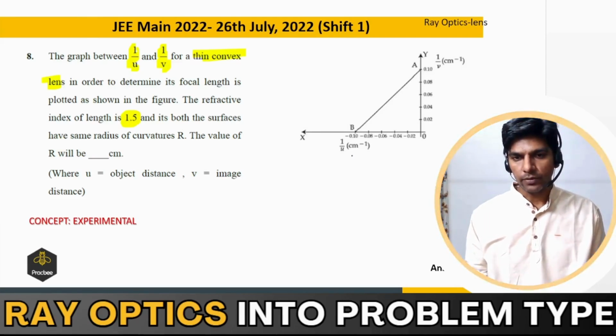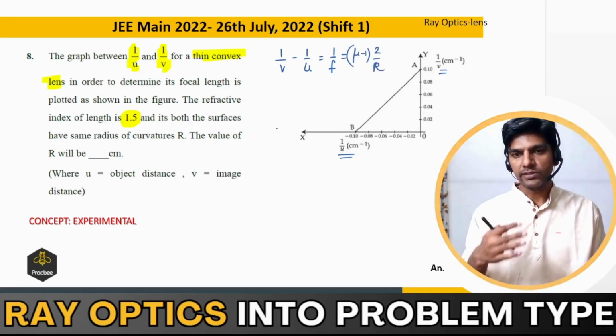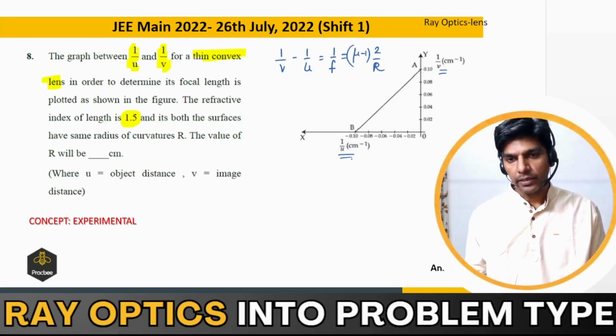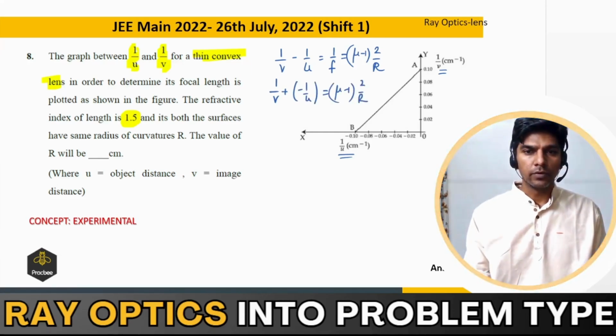So here we have 1 by u on the x-axis and 1 by v on the y-axis, and if you apply the lens formula, that is 1 by v minus 1 by u equals 1 by f, this can be written as mu minus 1 times 2 by r. Now this right hand side is positive, right? And here we have 1 by u on the negative x-axis. So we can write this as 1 by v plus 1 by u equals mu minus 1 times 2 by r. Got it?